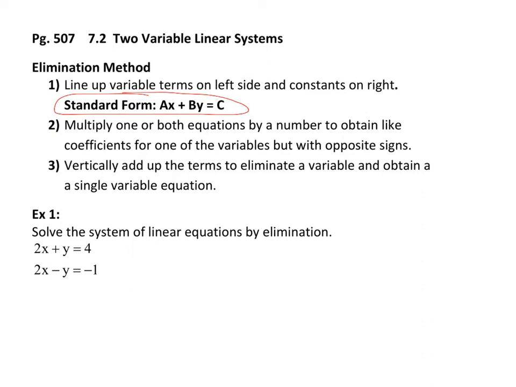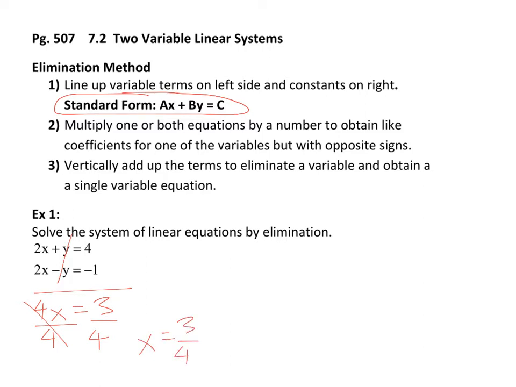Then you want to get the same coefficient for one of the variables, but with different signs. And that's what we have for the y's. So right away we could cancel these out. Adding everything up, I get 4x is equal to 3. Then I divide by 4, and x is equal to 3/4. All right, that was pretty easy solving for x.